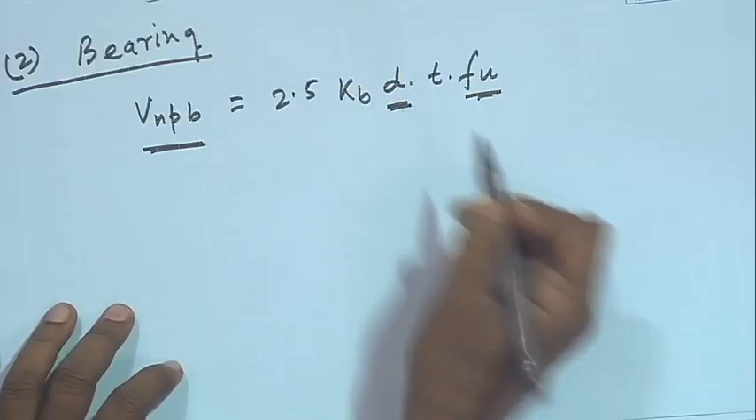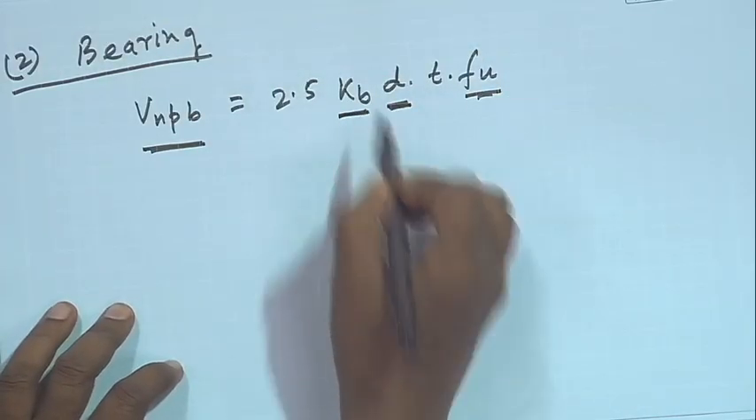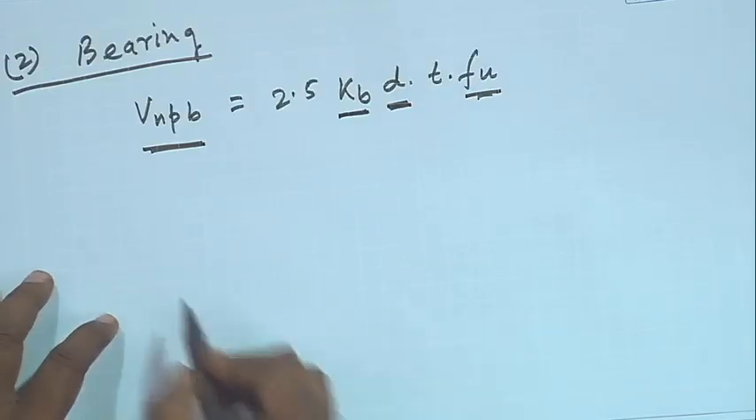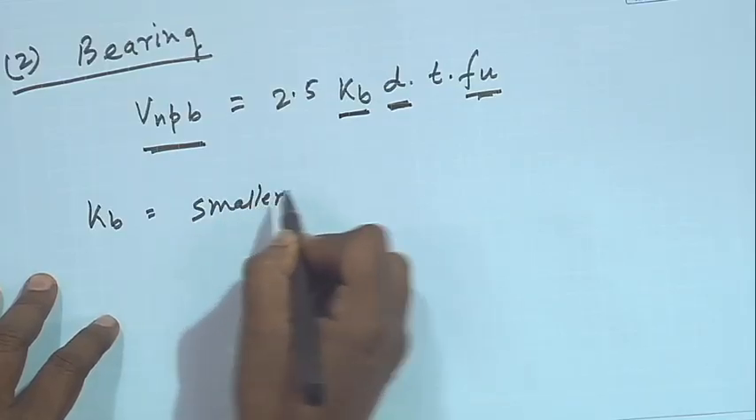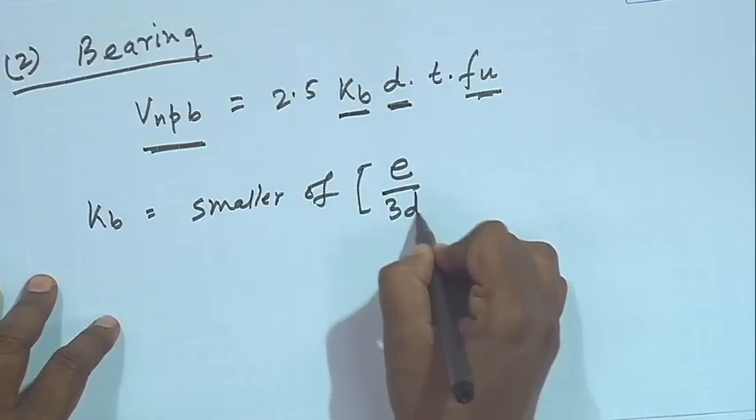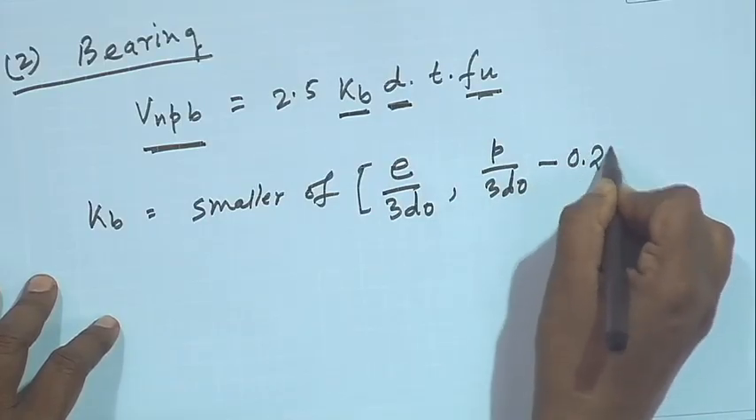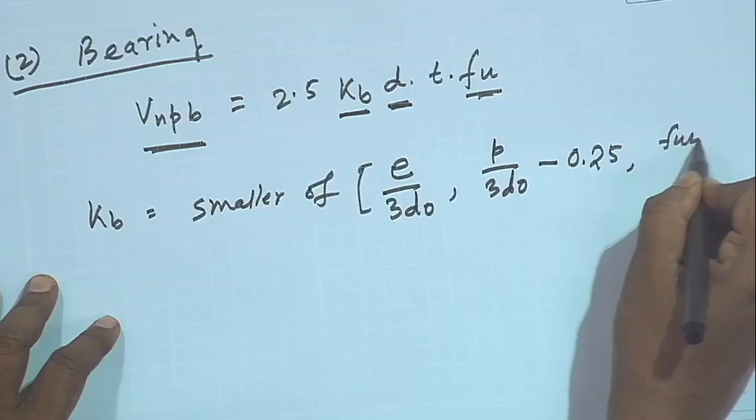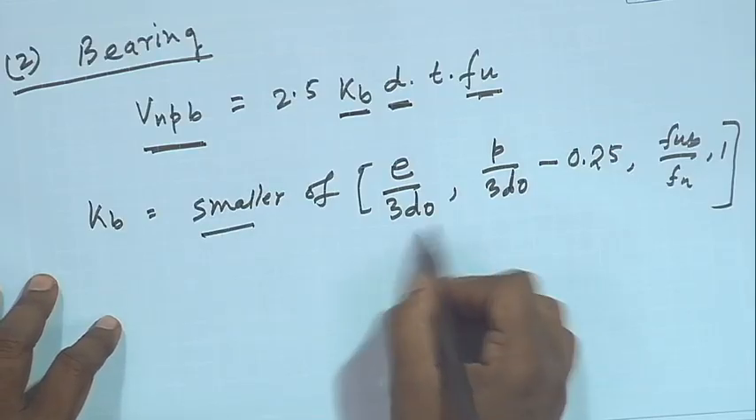d is the nominal diameter of the bolt, and T is the summation of thickness of the connected plates. That means the total thickness of the connected plates will be the thickness T. Now, another factor is a constant Kb, which can be calculated as the smaller value of these few parameters: e by 3d0, p by 3d0 minus 0.25, fub by fu, and 1, whichever is less. So, the smaller of these.